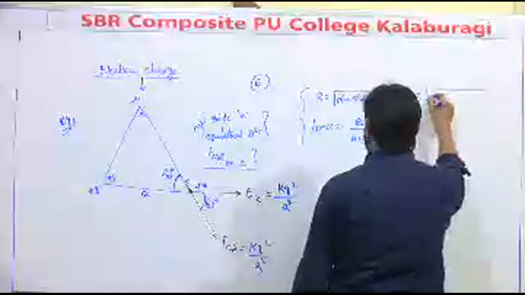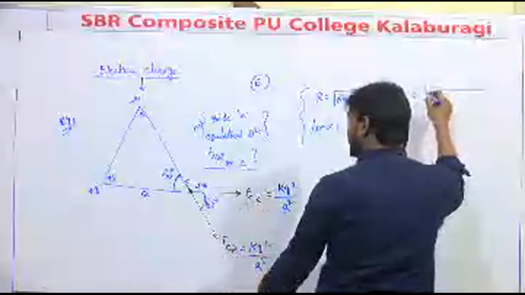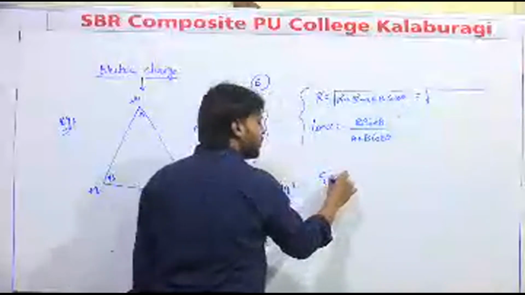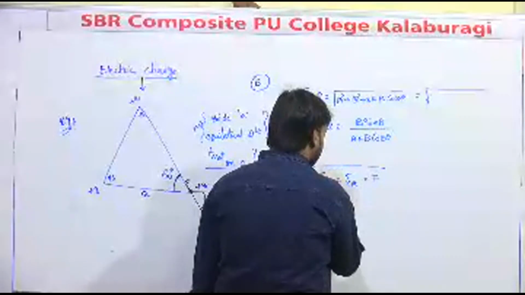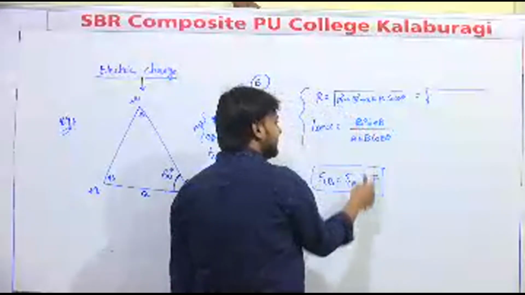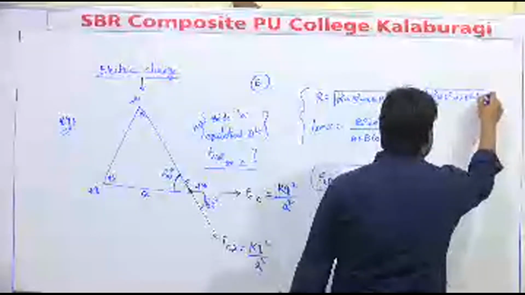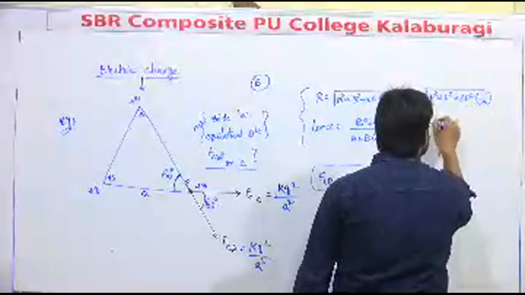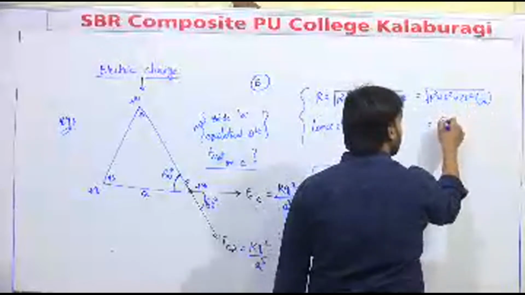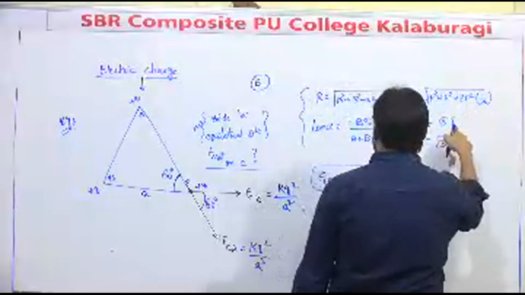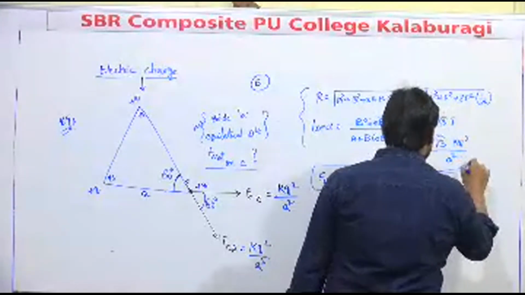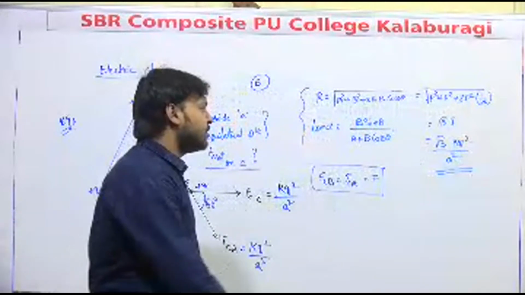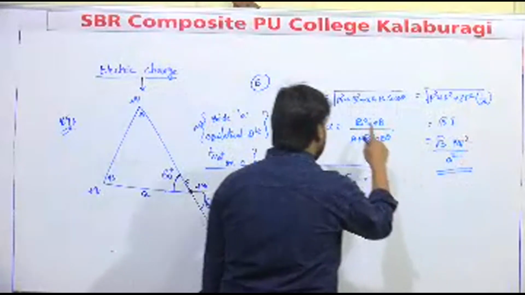So it will be square root of FCB, FCA, both are same. I am writing everything: FCB and FCA both are same, and I am considering it as F. FB is also F, so it will be F square plus F square plus 2F square cos 60, which is 1 by 2. So the 2 will be cancelled: F square plus F square plus F square. It will be root 3 times F. What is F? Anyone you can take. That will be KQ square divided by A square. So the net force is root 3 KQ square divided by A square.